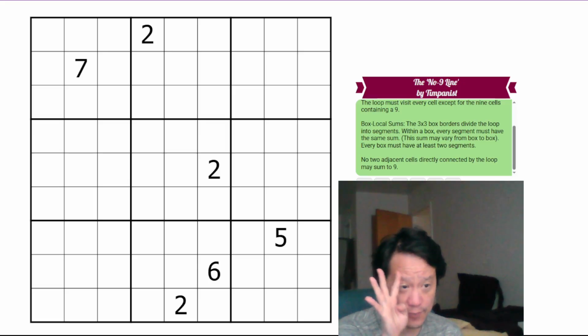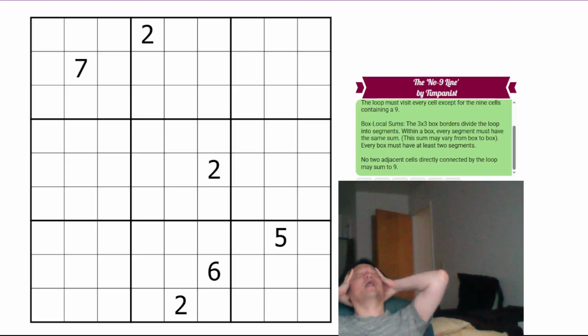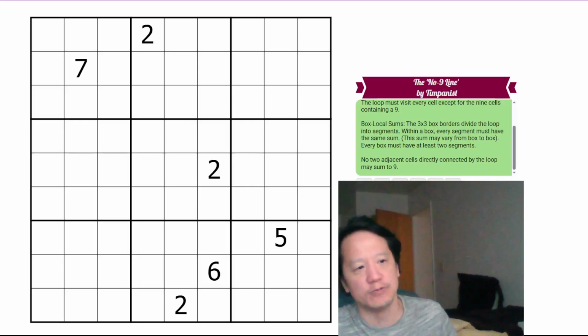Again, you can't have 4 segments, because if you have 4 segments, then one of them would have to be 8 with 1. And then they would be consecutive on the loop, adding up to 9, which is not allowed.